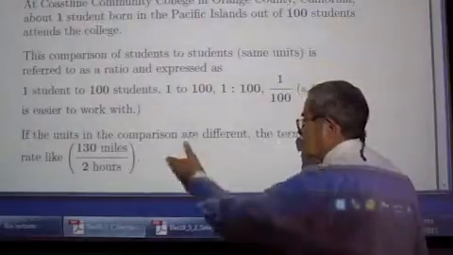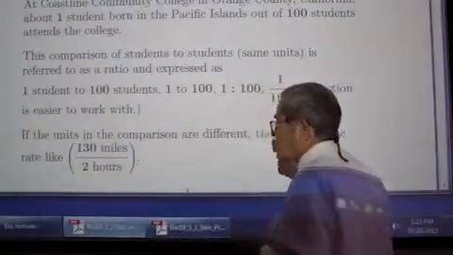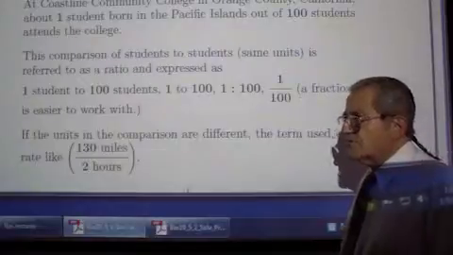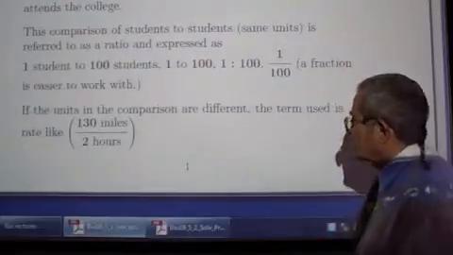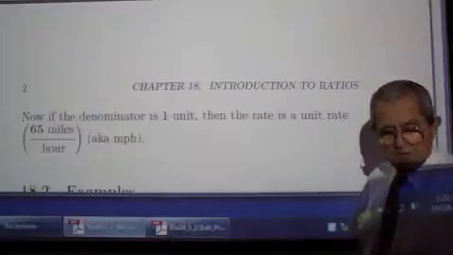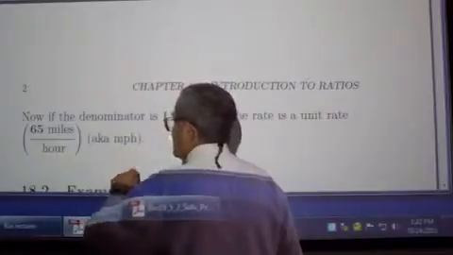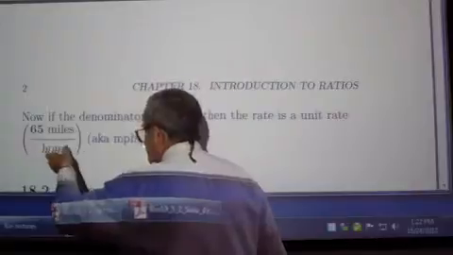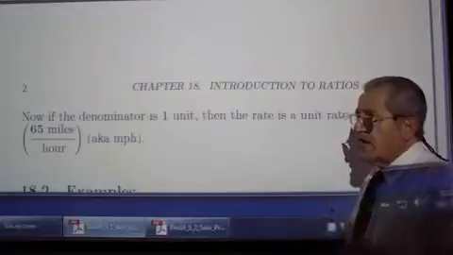So a rate, 130 miles per 2 hours. Or if you reduce that, 65 miles per hour. Where have you heard that before, 65 miles per hour? Oh, amazing, 65 miles per hour, a rate, the speed. Wow. Now, if the denominator is 1, like 1 hour, I don't need to write it, miles per hour, you have a unit rate, 1 unit, 1 of whatever is in the denominator. So we have ratio, we have rate, and we have unit rate.